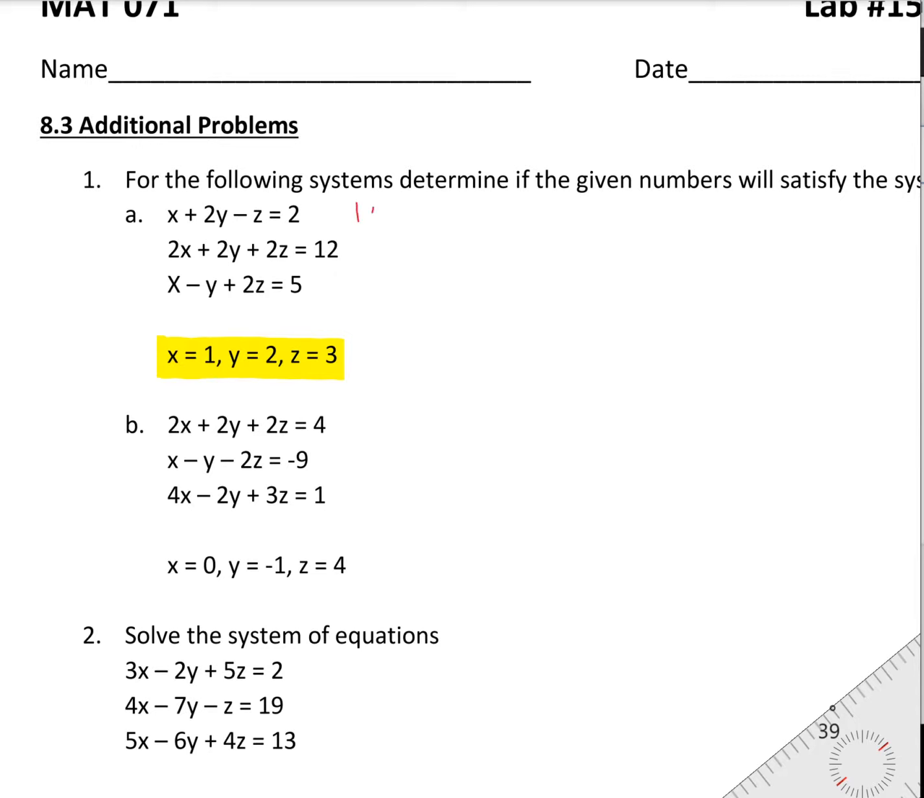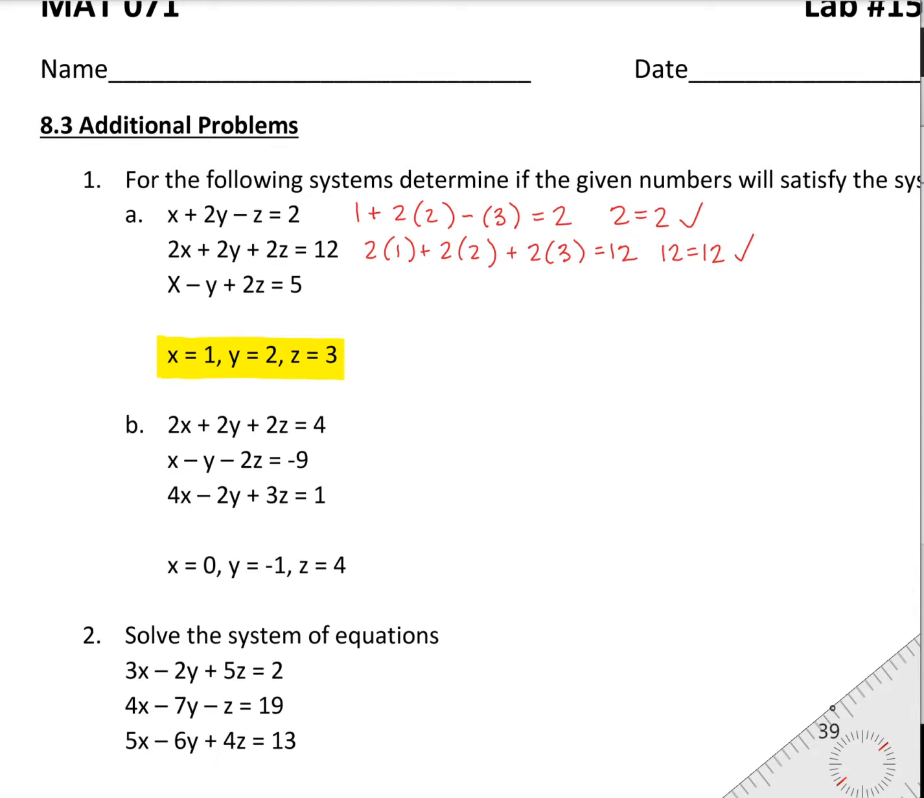So we have 1 plus 2 times 2 minus 3, and we're going to see if it equals 2. 1 plus 4 is 5. 5 minus 3 is 2. So we get 2 equals 2. So that one works. But we're always going to check the other ones too. So we get 2 times 1, 2 times 2, plus 2 times 3, and we're seeing if it equals 12. So that's 2 plus 4, which is 6, and then 6 plus 6 is 12. So 12 does equal 12, so that one works.